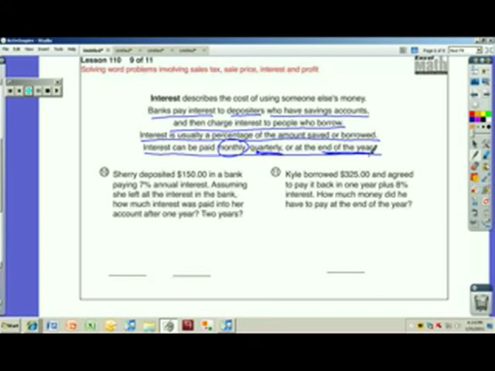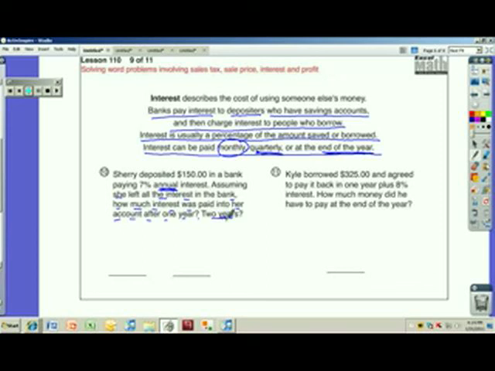So let's take a look at these two problems here. Sherry deposited $150 in a bank, paying 7% annual interest. That means, annual means once a year. Every year you get 7% on your money. Assuming she left all the interest in the bank, how much interest was paid to her account after 1 year and then after 2 years? Let's try this one together.